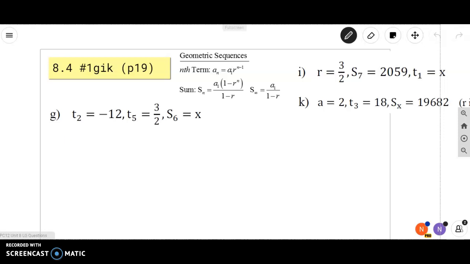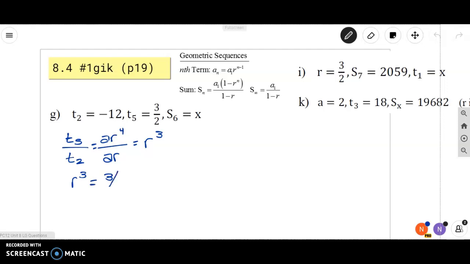We know that T5 divided by T2 is going to be a times r to the power of 4 over a times r, or equal to r cubed. We can also logic that out just by knowing that we're starting with T2. We have to multiply by r 3 times to get to T5, so you may be able to jump straight ahead to knowing that r cubed is equal to T5 over T2. And we're just going to put in our values for both.